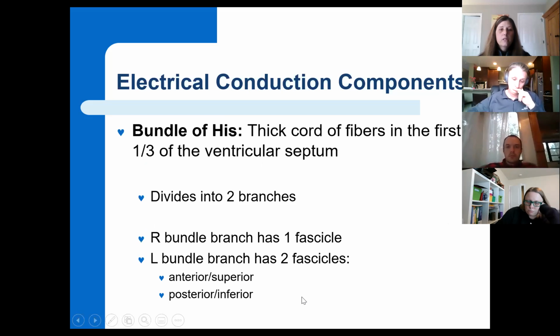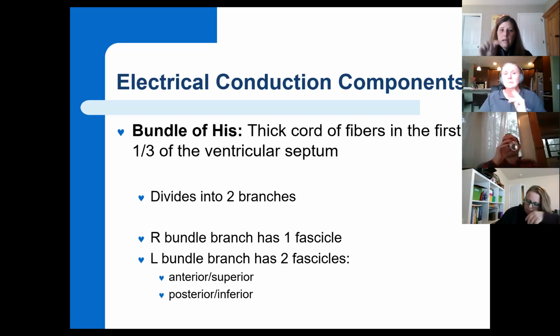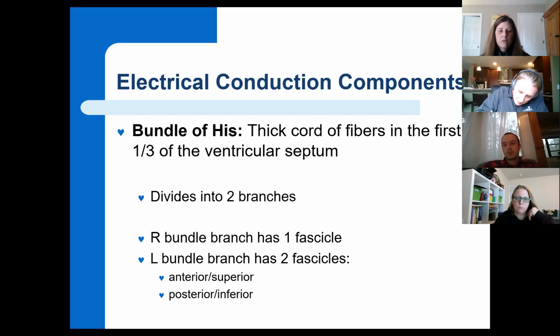All right. Then we talked about the bundle of His. Again, if you think back to your anatomy lecture, it runs down through between the two ventricles, from the two different pumps, the right and the left heart. You're going to have the thick cords of fibers at the first 1/3 of the ventricular septum. Sometimes that's called the common bundle or the AV bundle. You'll hear it referenced by a number of different names. But the His-Purkinje system is the bundle of His, the bundle branches, and the Purkinje fibers.